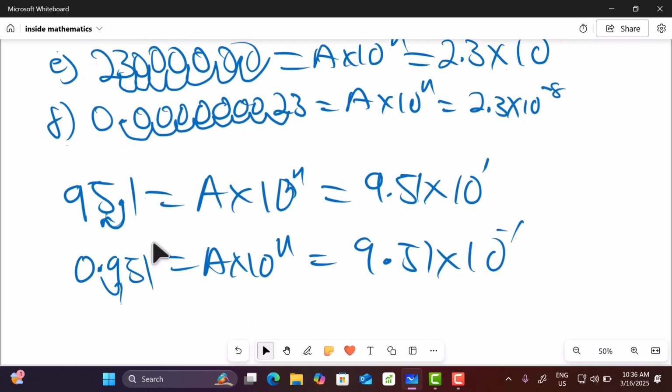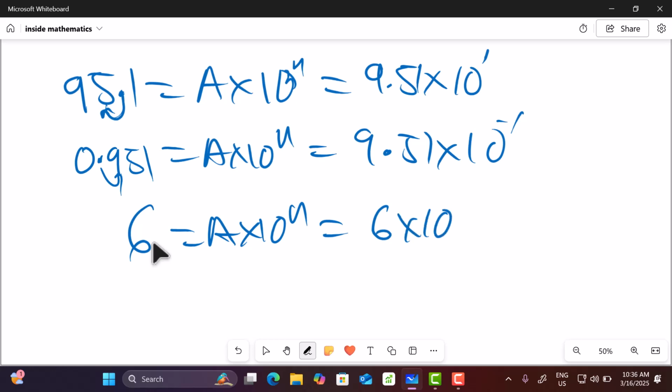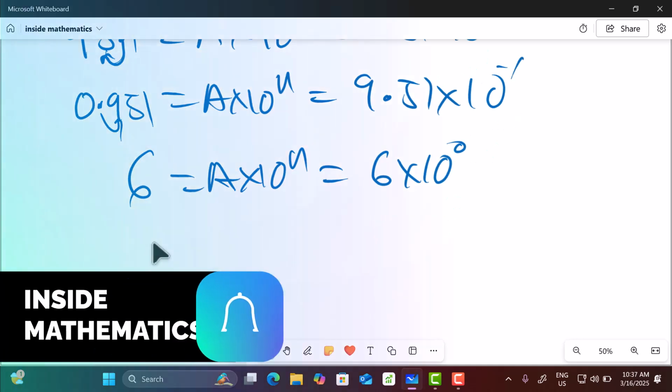I think we are all getting the concept. And sometimes you are getting an integer which is 6. In the form of a times 10 power n, it is equal to 6 times 10 power 0. And according to the laws of exponents, any number to the power 0 is equal to 1. So it depends on how you represent the number, but that's how it is done.